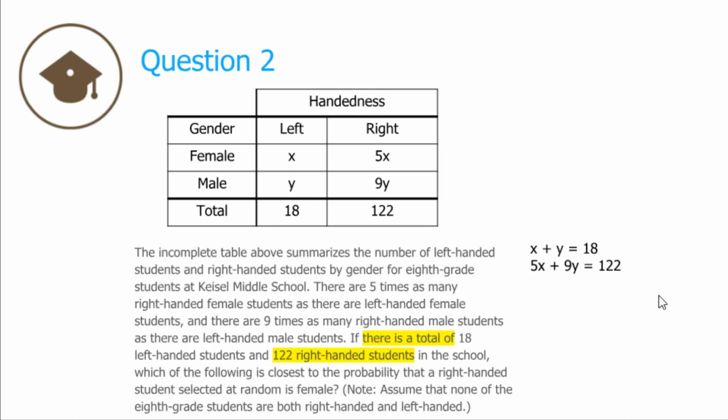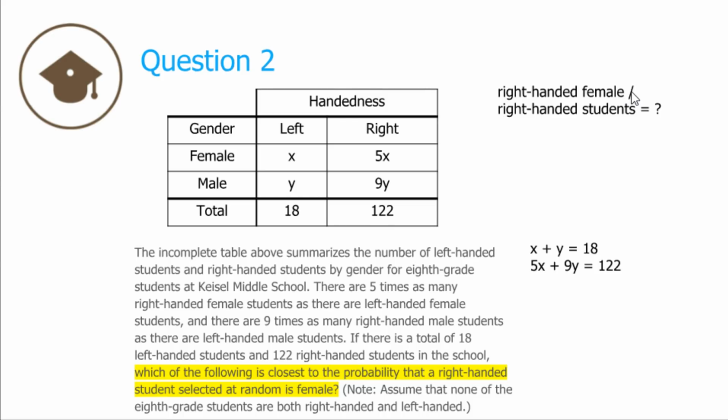All right, so moving on, we finally get to our question. Notice at this point, we have not read our question, so we're really taking our time here. All right, which of the following is closest to the probability that a right-handed student selected at random is female? So let's take our time here. The probability that a right-handed student selected at random is female. So we're not picking out of the total group of students here. We're picking just out of the right-handed students. And out of those students, we're trying to find the probability that the student is female.